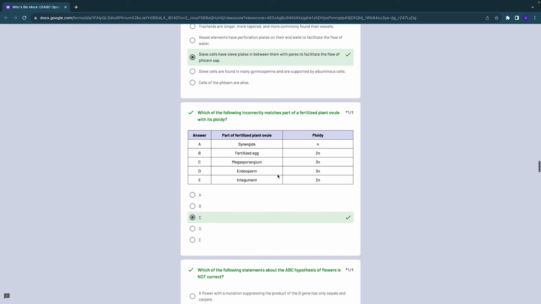So, yep. Now we're just gonna see which ploidy is matched up wrong, and that would be C, the megasporangium is only 2N.